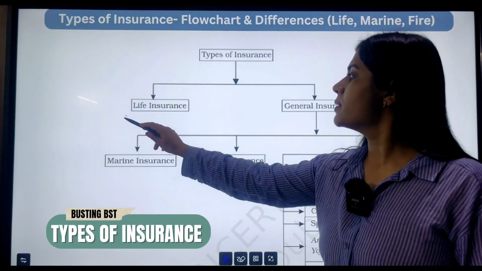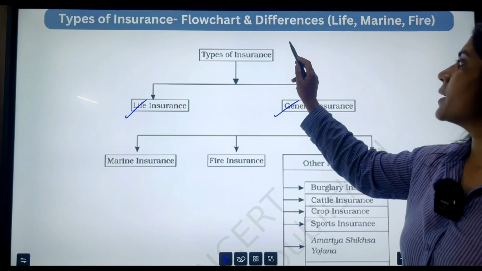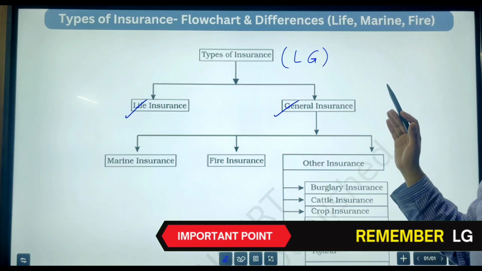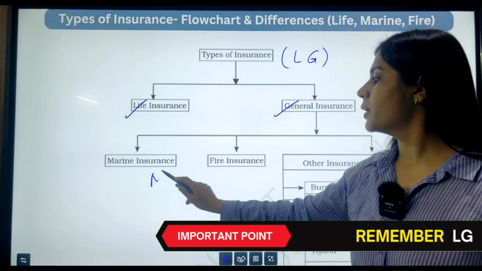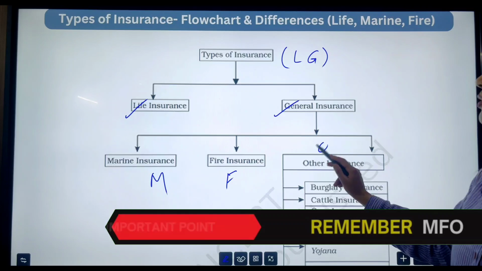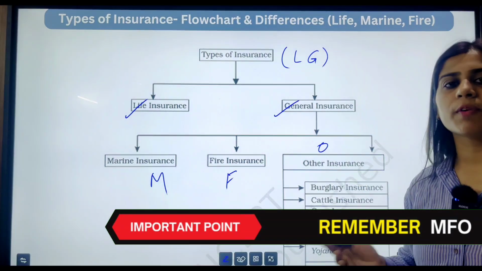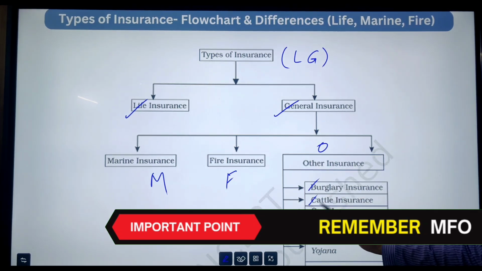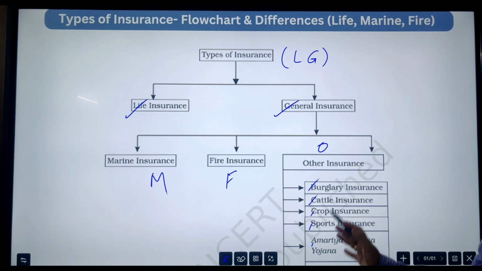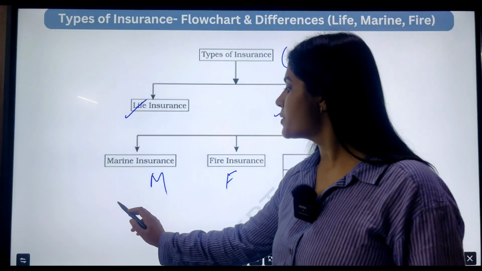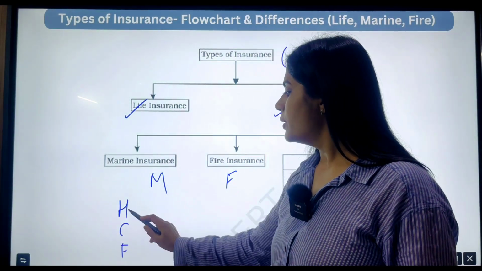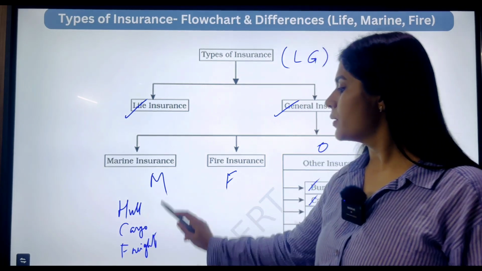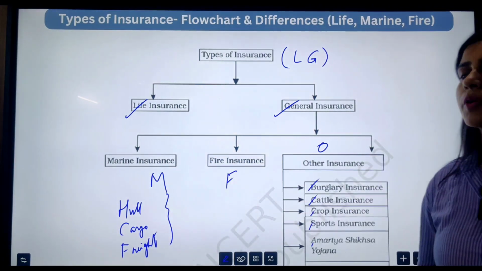the different types can be life insurance and general insurance. So you can remember as LG, life's good, LG. LG is life insurance, or it can be general insurance. Under general insurance, we have again various types: marine insurance, fire insurance and other types of insurances. So it is MFO, mutual fund organizations. So MFO, and in others we have, for example, cattle, crops, sports or any other things like this. And in marine we have yet another types as HCF: H for hull insurance, C for cargo insurance, and F for freight insurance. So these are the subtypes under marine insurance, and fire insurance is only one.